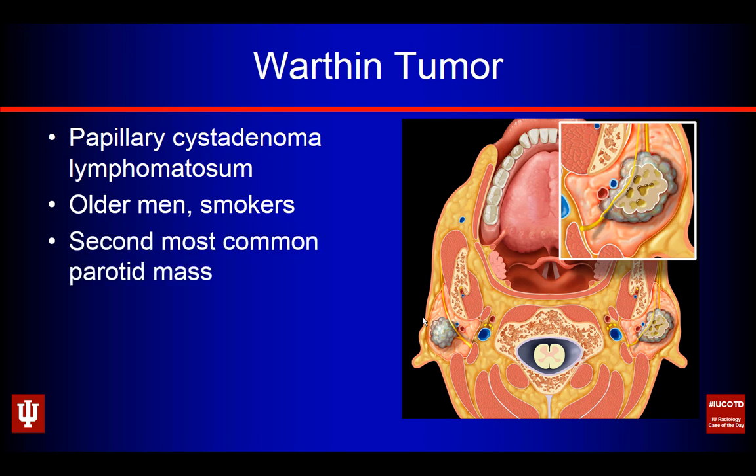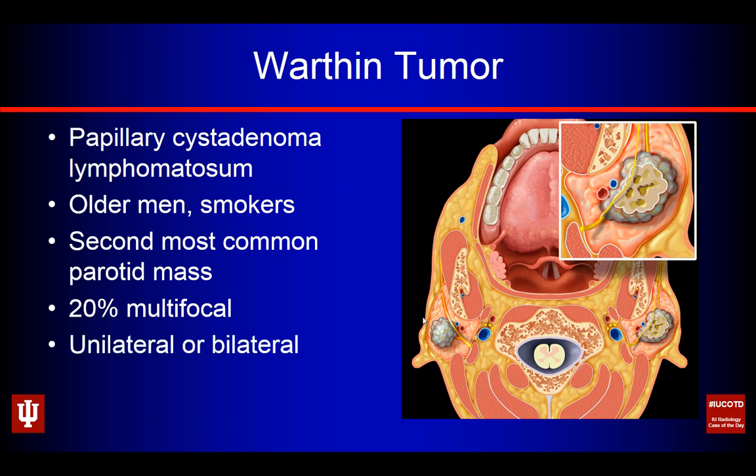This is the second most common parotid mass, and these are interesting because about 20% of the time these will be multifocal. They can be bilateral. Sometimes they can even be extraparotid, which is interesting. But they can be unilateral or bilateral. They can be multifocal within the gland itself.